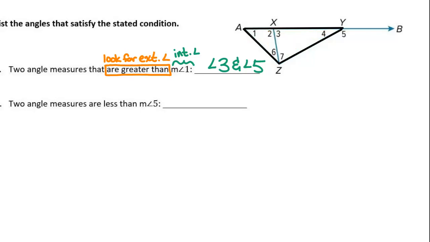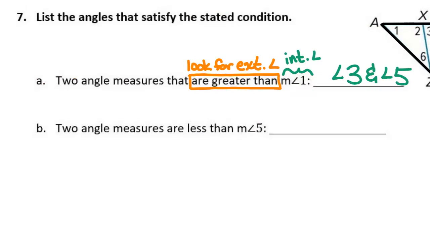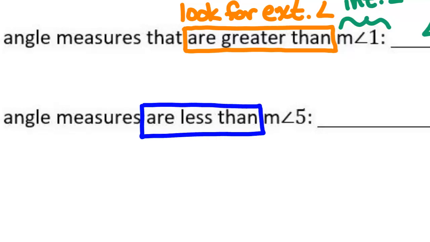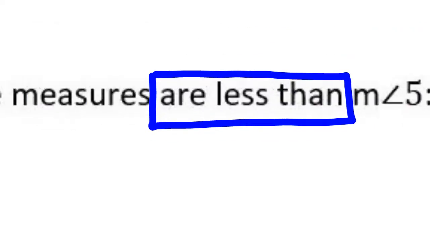All right, let's look at part B. Two angle measures that are less than. Well, if it says greater than, that means I'm looking for an exterior angle. If it says less than, where should I be looking for my answers? Interior angles.